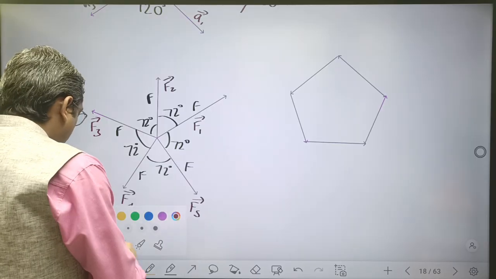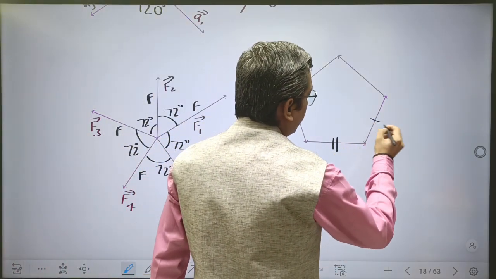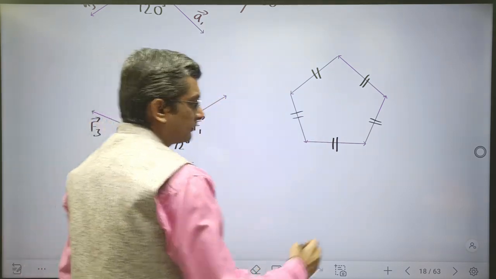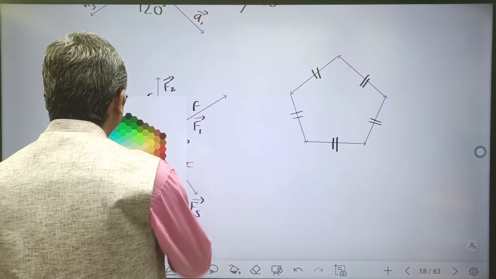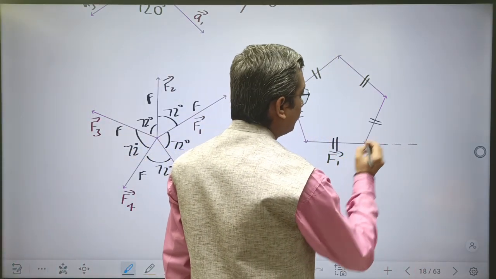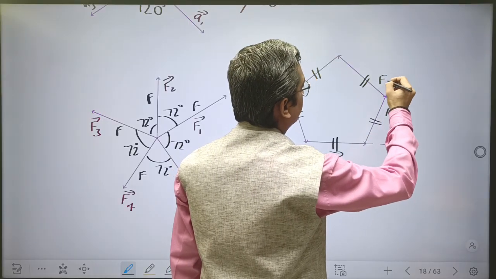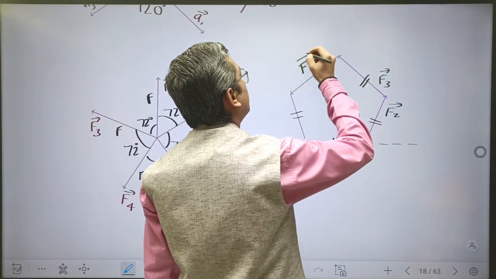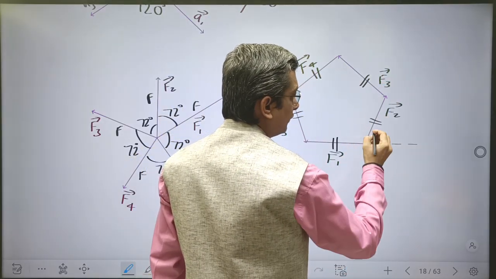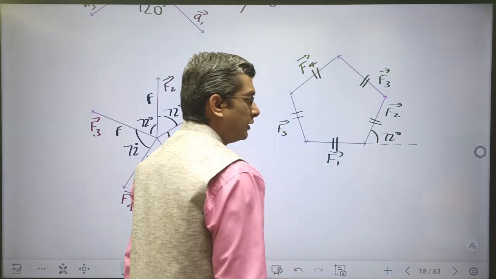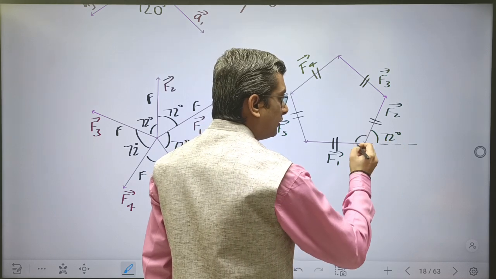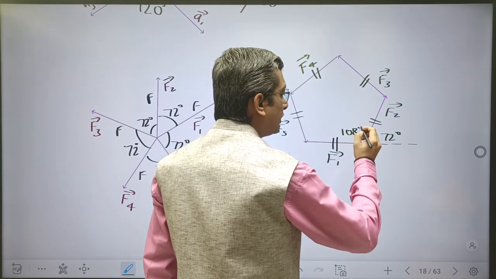So this is regular. The length of this vector, I mean the magnitude of all the vectors, is the same, and that is equal to f. Now if you observe this, if I extend this line, this is the direction of the first vector. Let us suppose this is f1 vector, this is f2 vector, this is f3 vector, this is f4 vector, and this is f5 vector. So this is the direction of f1 vector and this is the direction of f2 vector. So the angle between the two is 72 degrees. So this whole angle becomes equal to 180 degrees, so this angle will be 180 minus 72, which is 108 degrees.